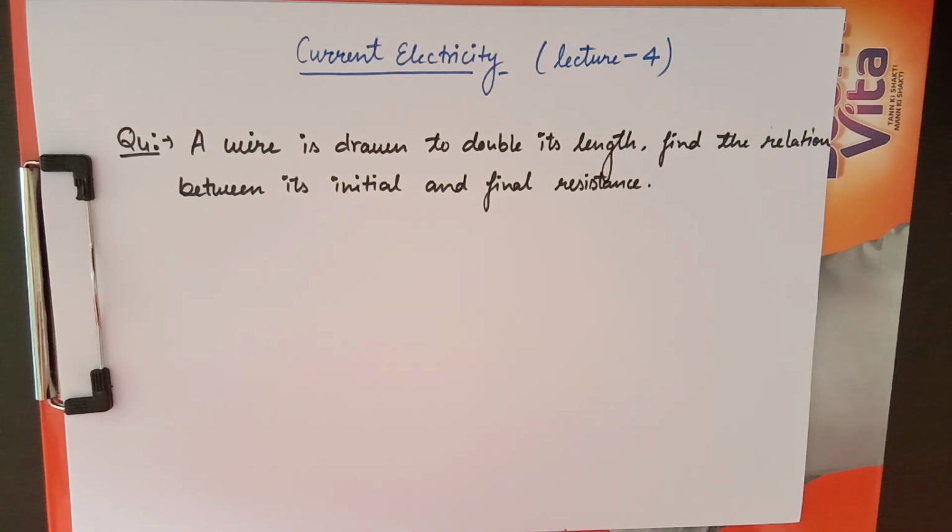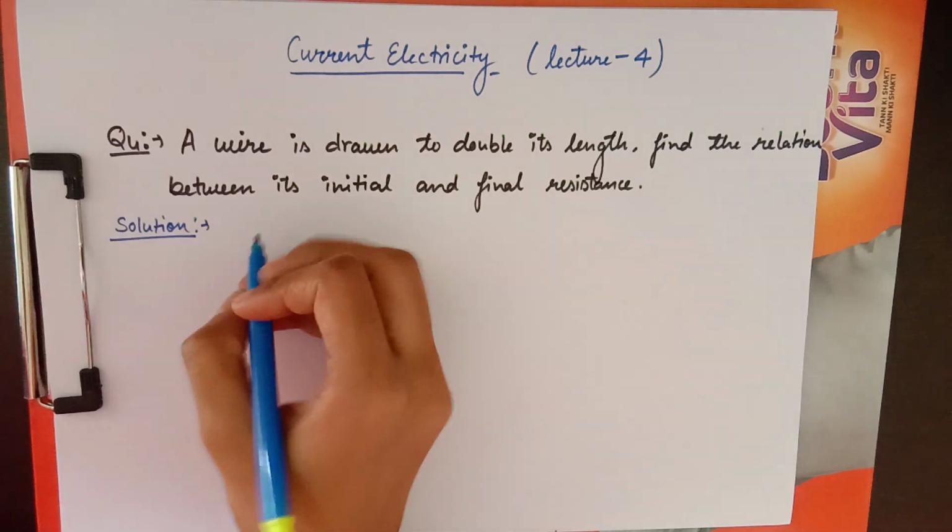So today we will start our lecture with a question, and the question is, a wire is drawn to double its length. Find the relation between its initial and final resistance. So if you have a wire of some finite length L and the same wire is drawn to double its length, means if the initial length was L, the final length will be 2L. Then the question is asking to find the relation between initial resistance and final resistance. So here is the solution.